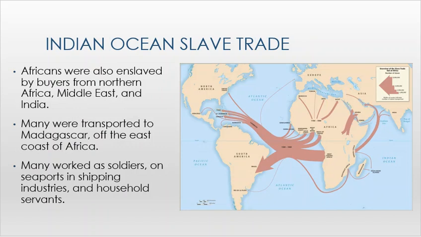And then also on the Indian Ocean, there's going to be slave trade. Here we're talking about all the slave trades going on here, but there's also some going on in here as well. Africans were enslaved by buyers from North Africa, the Middle East, and India. Many were transported to Madagascar off the east coast. Madagascar is this island right here. And many slaves worked as soldiers, on seaports and in shipping industries, as household servants, etc.